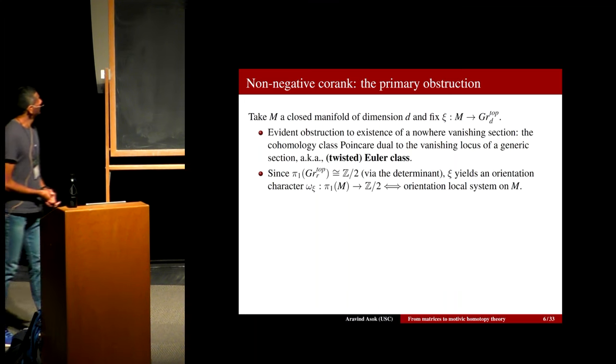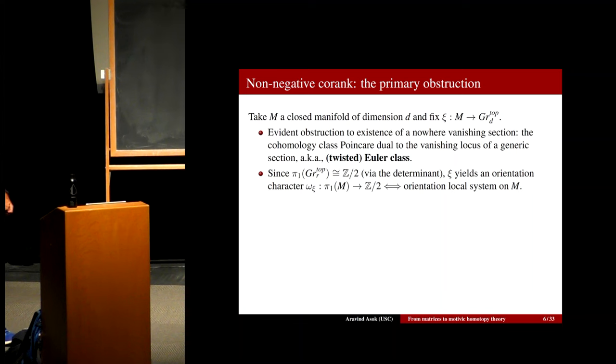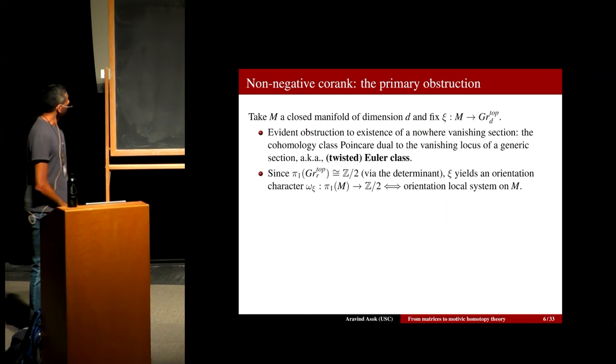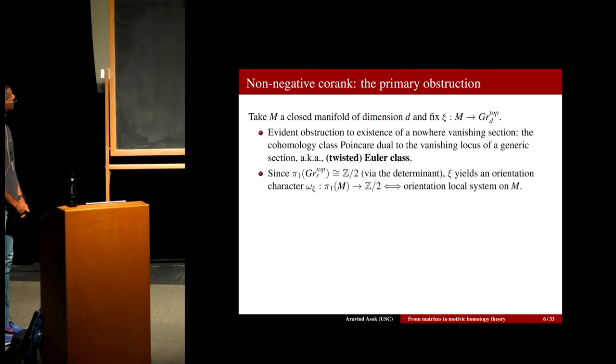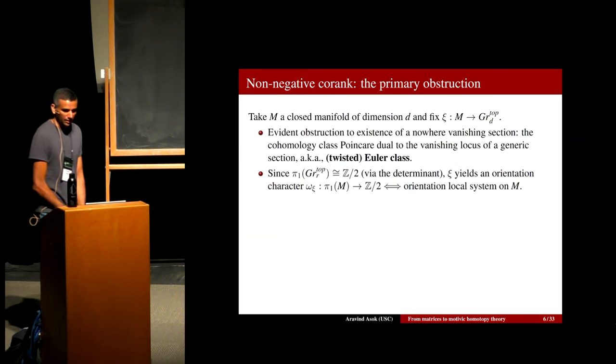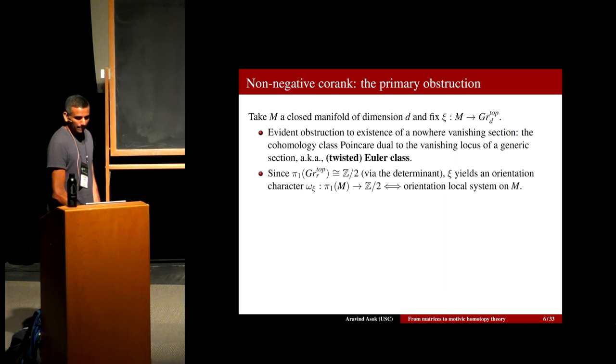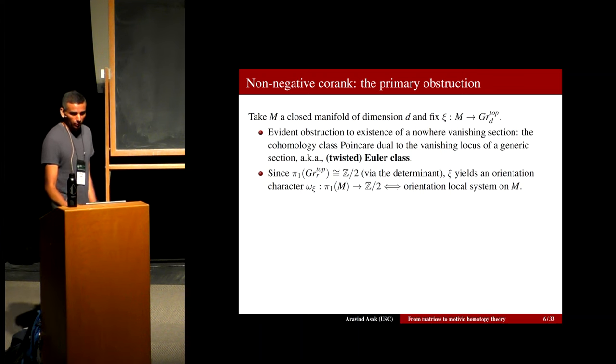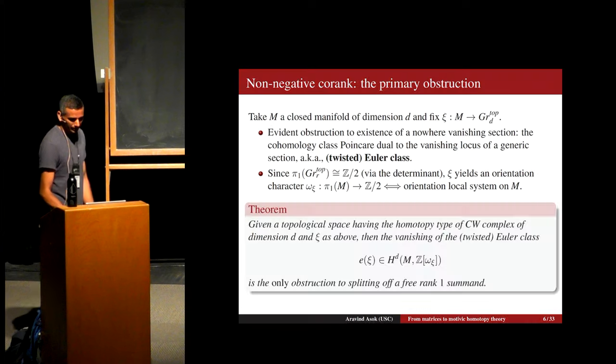All right, so let me just say a few words about this because it'll come up later. If I look at the real Grassmannian, then its fundamental group is Z mod 2, given by means of the determinant. And if I have a vector bundle, then I get an orientation character, which is just given by applying the fundamental group to the classifying map. And that defines an orientation local system. So if you aren't familiar with twisted Poincaré duality, you can ignore all of this for the moment, but like I said, it will come back later.